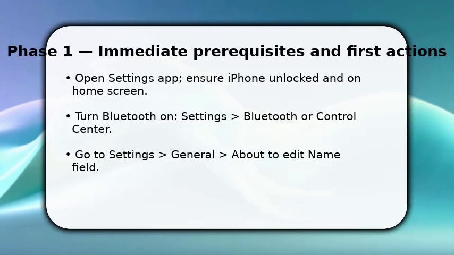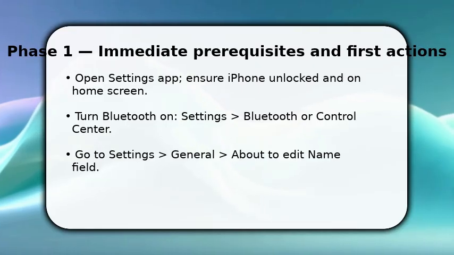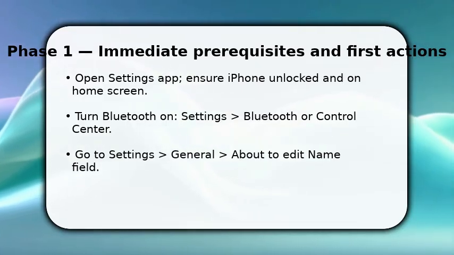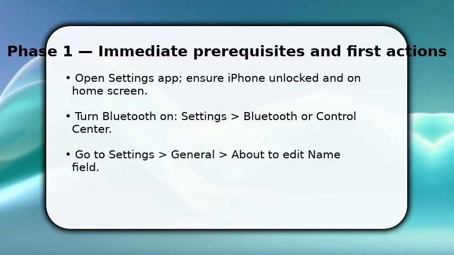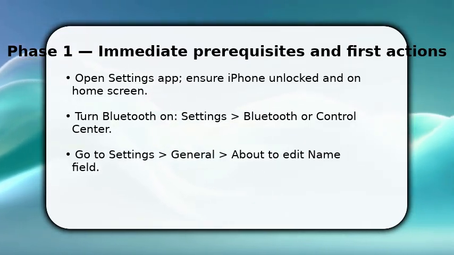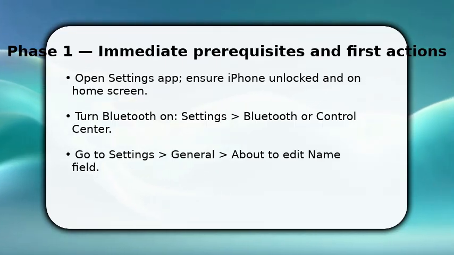You're starting right in Settings, no prep wasted. Open Settings, make sure Bluetooth is enabled so other devices will see changes, then tap General and About. Once you're on About, locate the Name field. That's the system device name that Bluetooth broadcasts. Tap Name to begin editing.